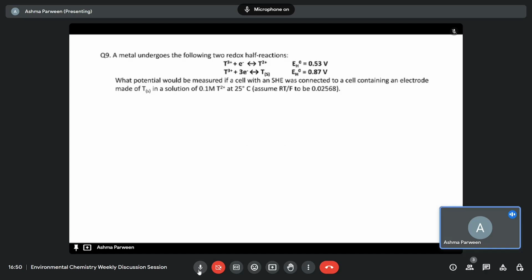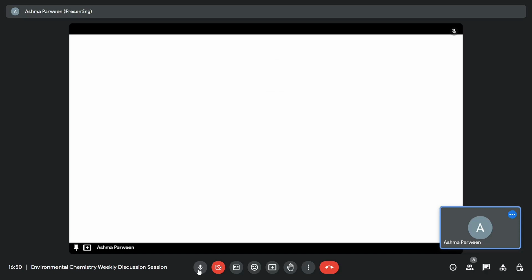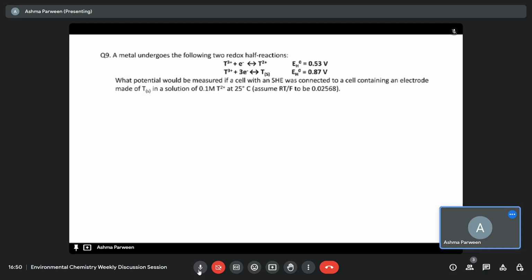Okay, let's see how to solve this question. So the electrode is made of the metal T solid. The reactions are T3+ plus 1 electron forms T2+, and next, T3+ plus 3 electrons forms T solid.